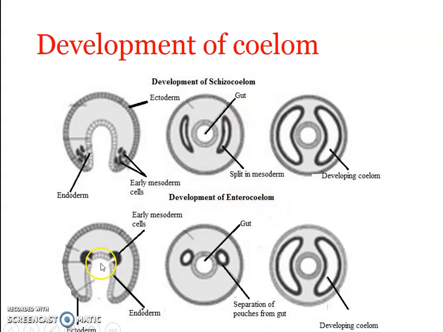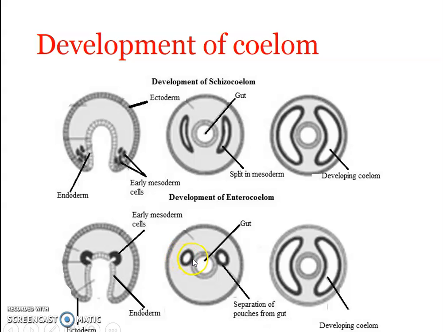Now, what about enterocoelom? You can see here, an outpushing is developed from the archenteron. In the blastula stage, an outpushing is developed into the archenteron, right? And you can see here these outpushings, which are lined with mesodermal cells, right? You can see it is just an outpushing, it is not a cavity. It is pushed into the archenteron.